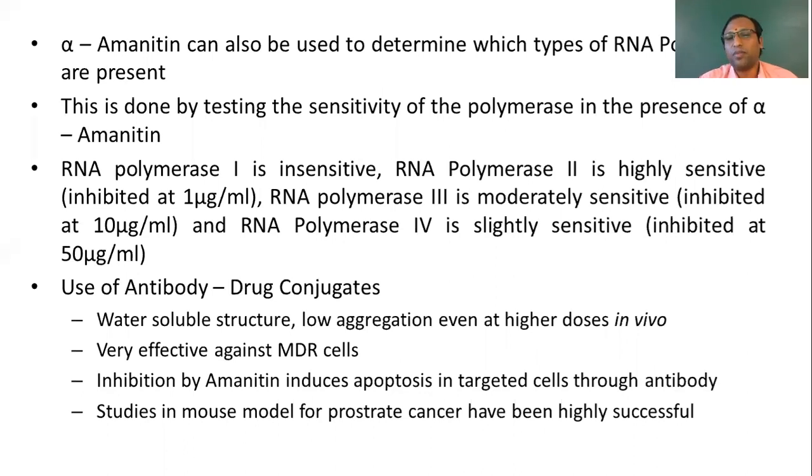The inhibition by amanitin induces apoptosis in targeted cells through the antibody. So what happens when all this alpha amanitin is present in the targeted area? They induce apoptosis, and thereby the natural apoptosis process also starts there, and it will inhibit the particular infected cell. That is the important part here.